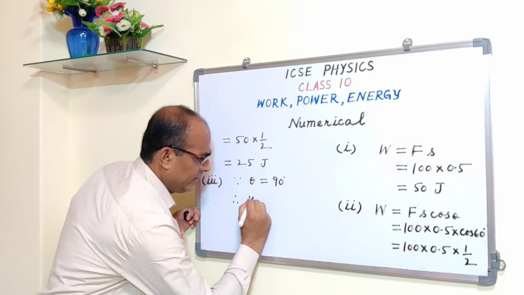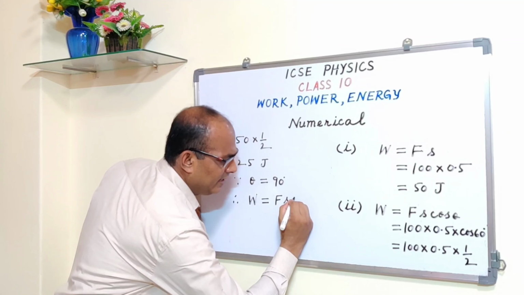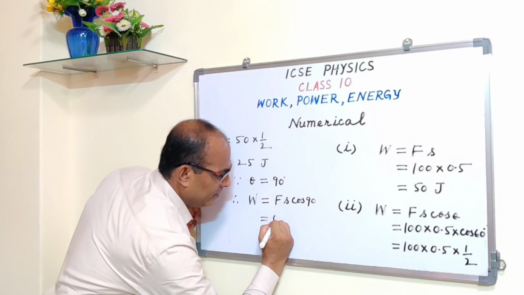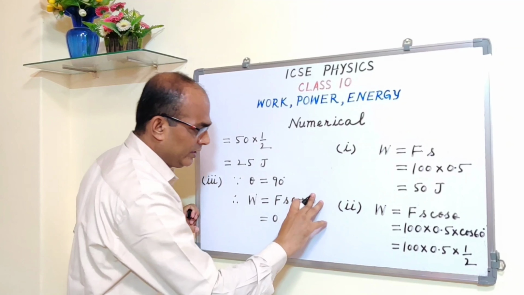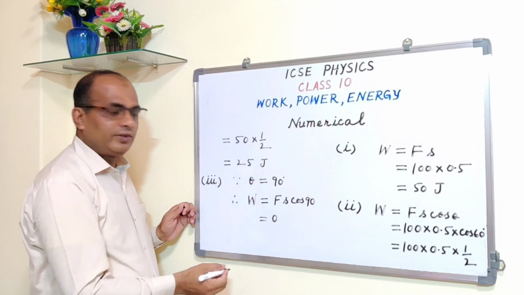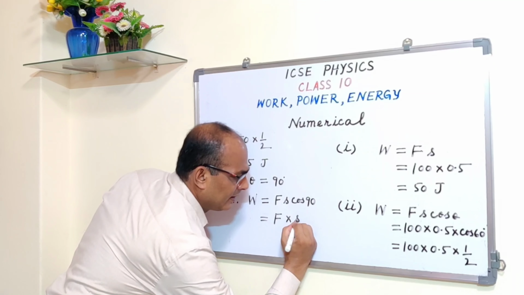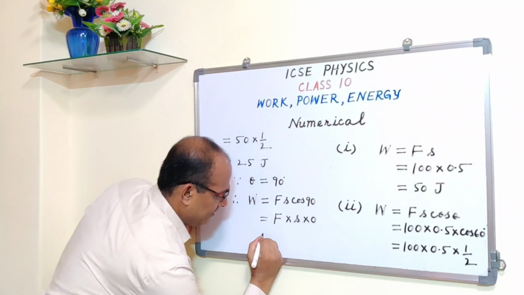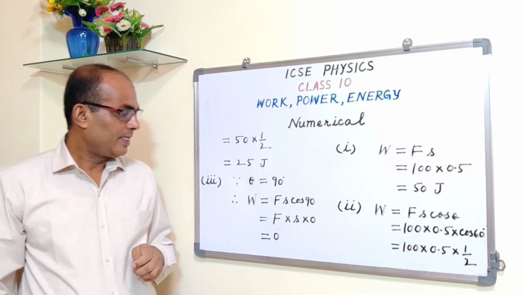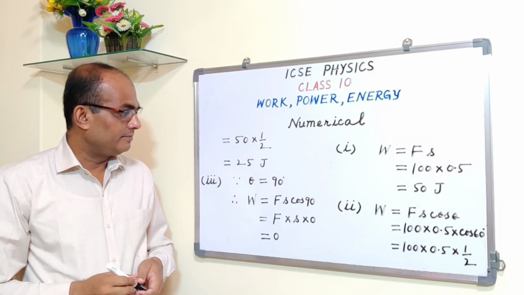therefore W is equal to, directly you can write down 0. If you want to show substitution, you can show F, S and cos 90. Cos 90 is 0, so the total gives you 0. If you want, you can write F into S into 0 and then write down 0. This is the third answer. Alright, clear? I hope everything is clear.